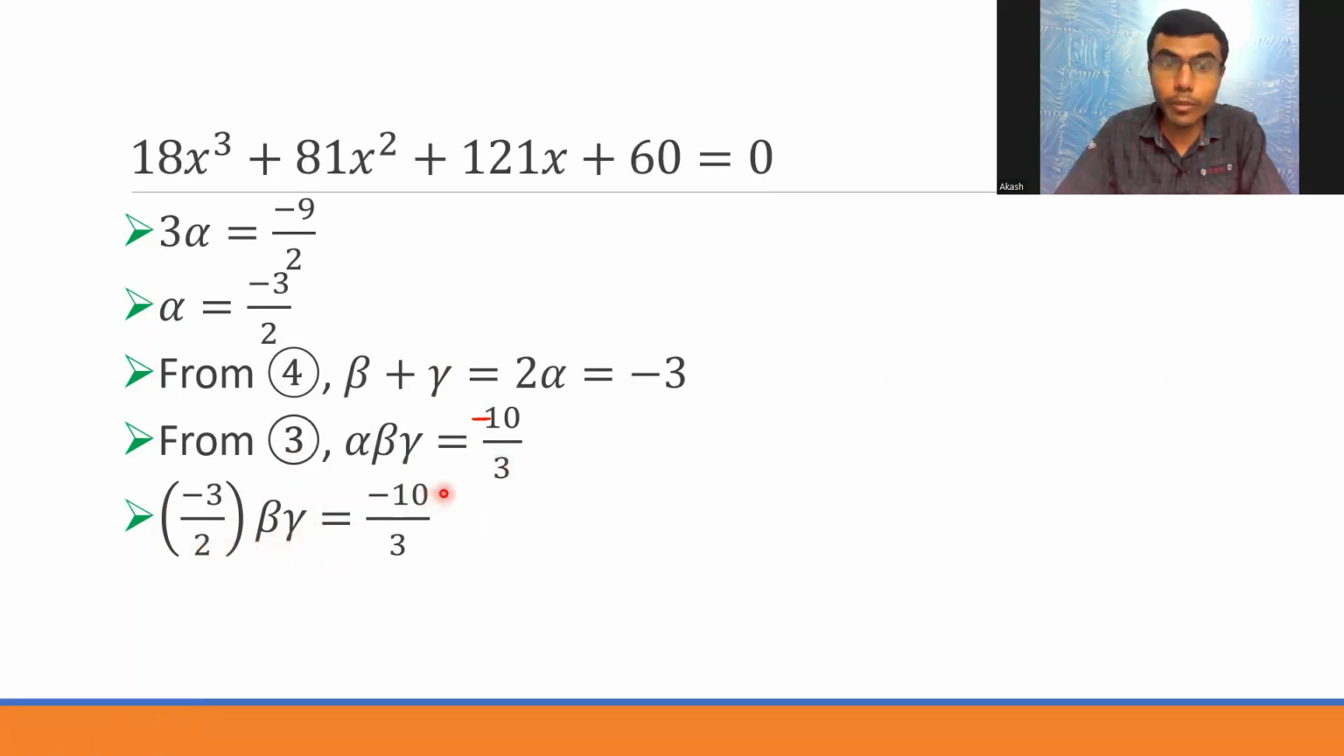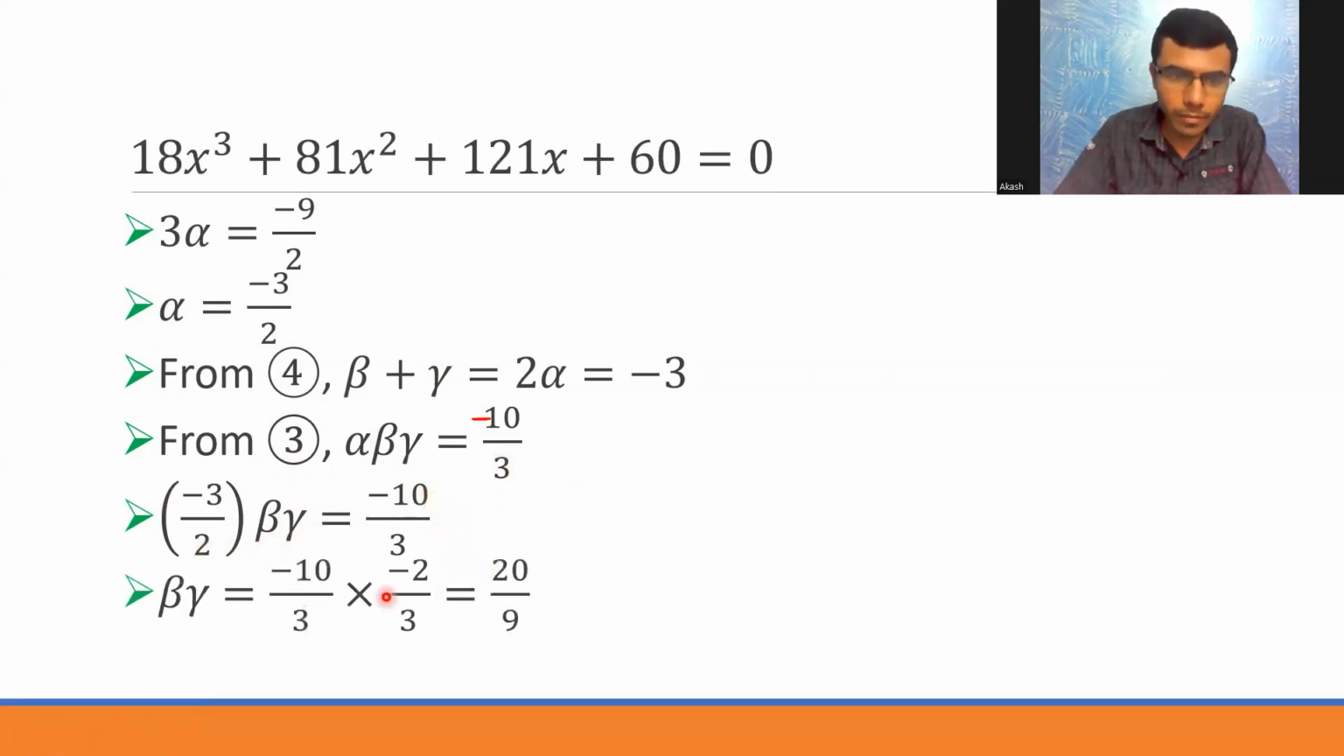Next, send this minus 3 by 2 to the other side. So beta gamma would be equal to minus 10 by 3 into minus 2 by 3. So minus 10 into minus 2 is 20 and 3 into 3 is 9. So 20 by 9. Okay. Now my beta plus gamma is minus 3 and beta gamma is 20 by 9.